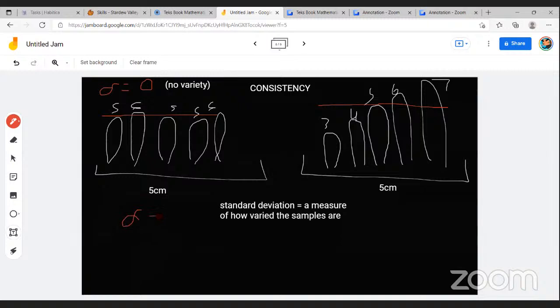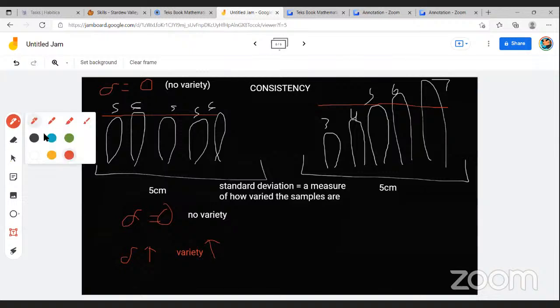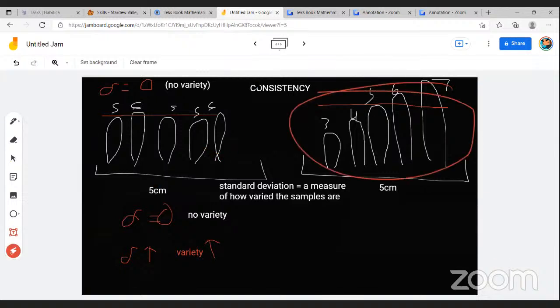Your consistency, basically, standard deviation will be like this. So your standard deviation starts at 0, which is no variety. But when standard deviation increases, then that means there's more variety. So for example, if we look at the right side, the test subject on the right side of the screen will have a standard deviation that's higher than the first one.